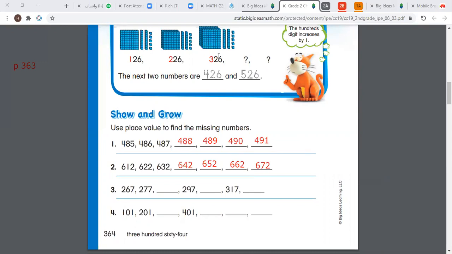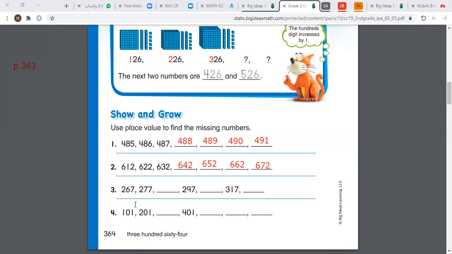Question number 3. 267, 277, then a missing number, then 297, a missing number, 317, then a missing number. Now who can get these missing numbers? I'll choose now this super one whose name is Omar Islam. Omar, how are you? Fine, thank you. Omar, do you increase in tens, ones, or hundreds?